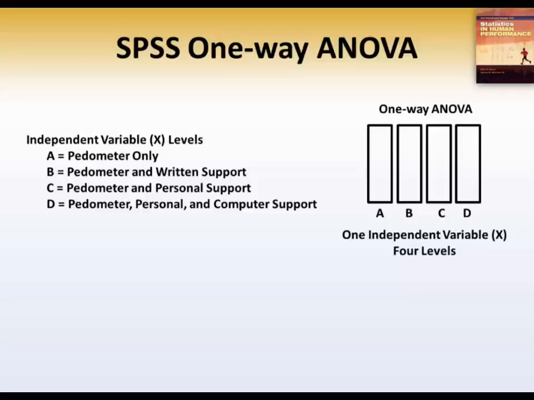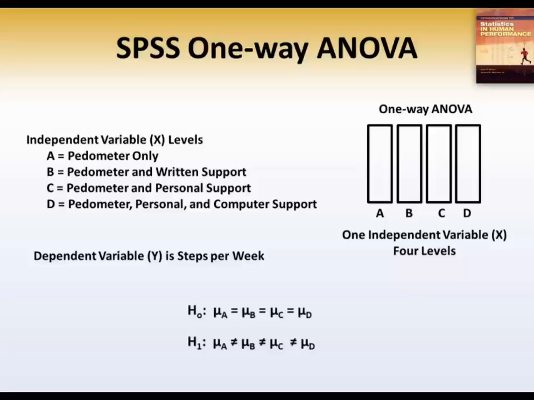So in some fashion, as you move from A through D, there is more and more support in order for you to be physically active. The dependent variable then is number of steps taken per week. The concept being is if we give you a pedometer and additional encouragement, you're more likely to be physically active. So we think that there is a relationship between X, how much support you have to be physically active, and whether or not you are physically active based upon the number of steps recorded per week. Now remember, we have a null hypothesis and an alternative hypothesis. The means are equal or the means are not equal.